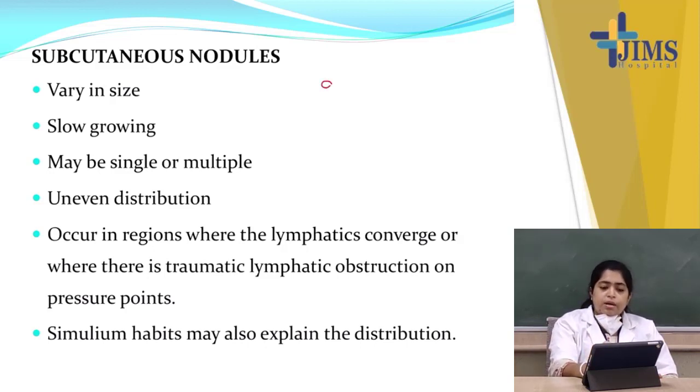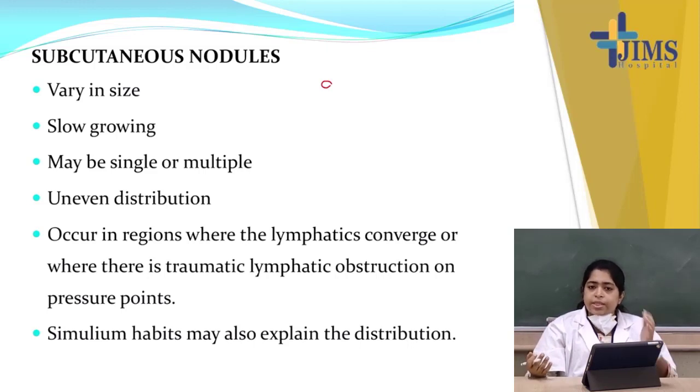So they are not even, they vary in size and they are very slow growing. They may be single or multiple. In a single human being, you may find a single nodule or you may find multiple nodules. Even the distribution is uneven. Sometimes they may be found in the lower limbs and sometimes in the head area.